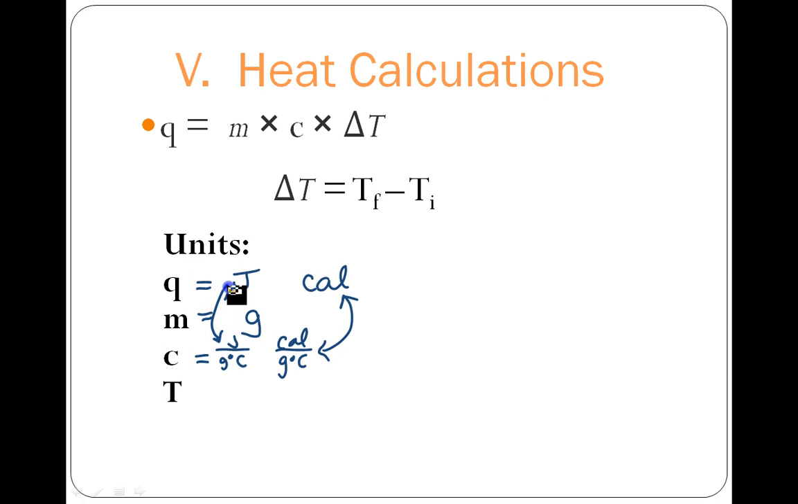So if you have joules in one, you'll have joules in the other. If you have calories in one, you'll have calories in the other. And the units on delta T will be degrees Celsius. You'll plug in Celsius here and Celsius here. Now you can also use Kelvin in both of them because the difference in 1 degree Celsius is the same as the difference in 1 degree Kelvin. But primarily we'll see degrees Celsius for our temperature.